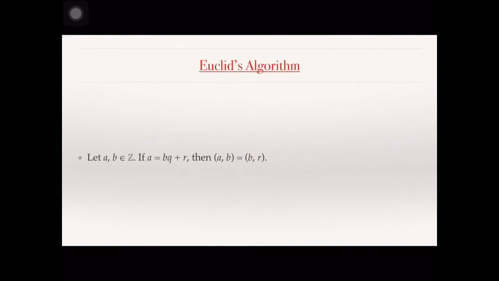Now, this is where Euclid's algorithm comes in, and it says that if we have integers a and b with the equation a equals bq plus r, then the GCD of a and b is the same thing as the GCD of b and r. But before we answer that large number using Euclid's algorithm, let's have first the smaller numbers.